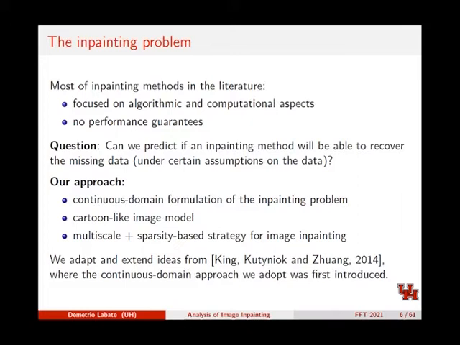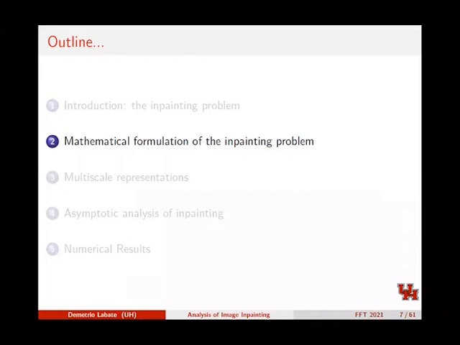And many of the ideas that I will present, as you will see, especially the continuous domain formulation and some concepts that I use in the sparsity-based strategy, are in fact adapted and extended from a paper by Emily King, Gitta Kutyniok, and Xiaosheng Zhuang in 2014. All right, so let me start therefore with the mathematical point of view.